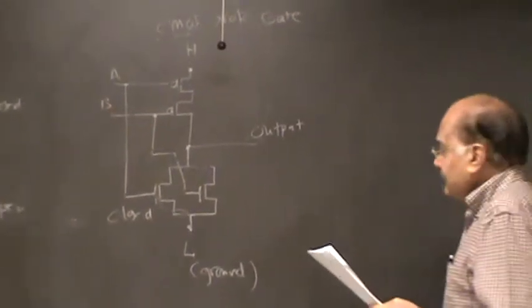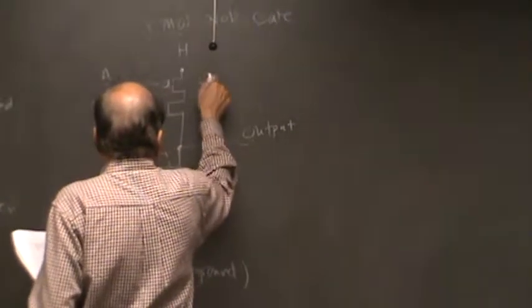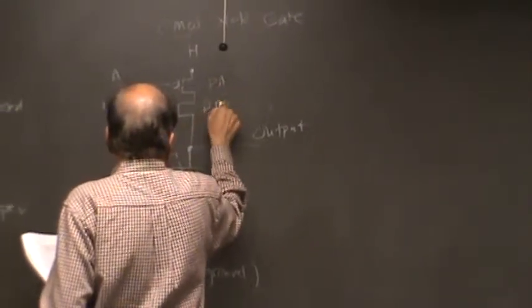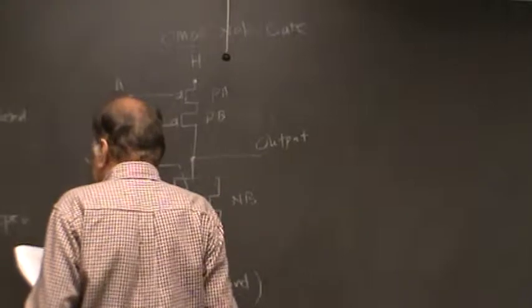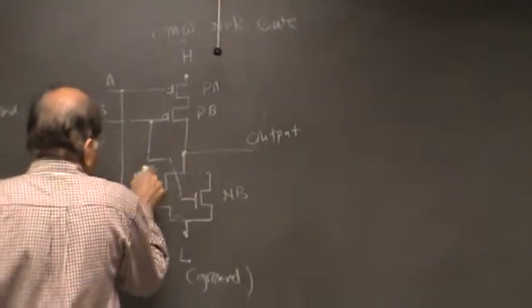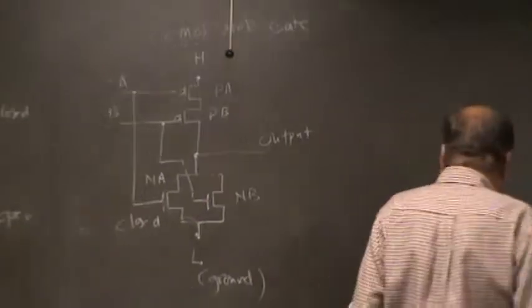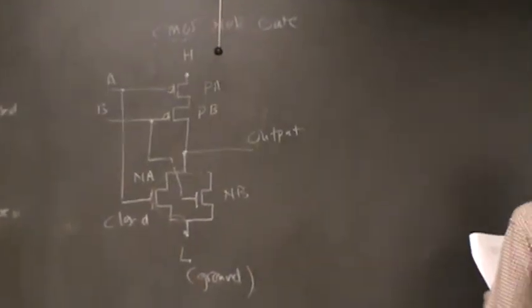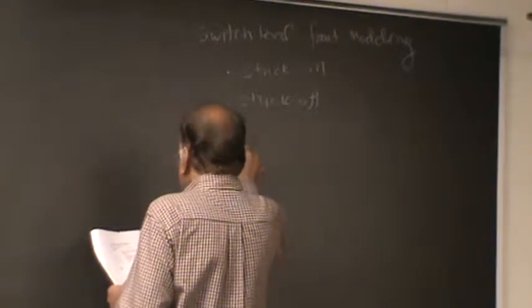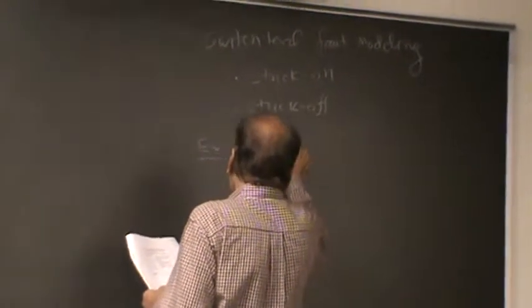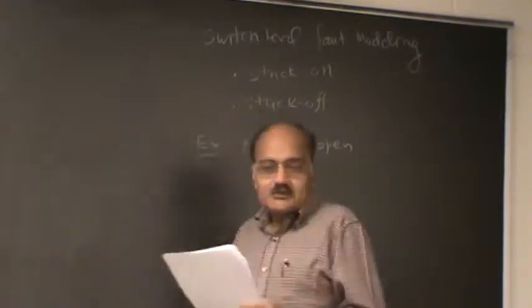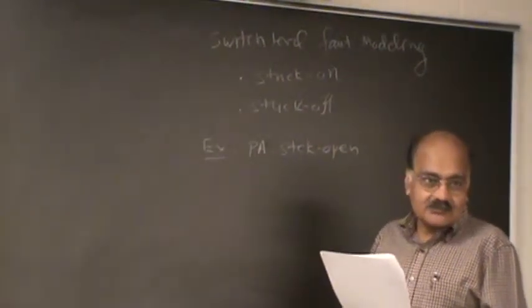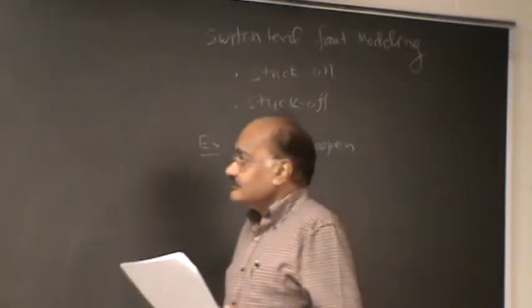Let us assume that the transistors, I have to give them some names. Let me call this PA, this PB, this NB, and this transistor NA. Okay, let me ask this question. What will happen when transistor PA is stuck open? That means when transistor PA never conducts, what will happen in that case?